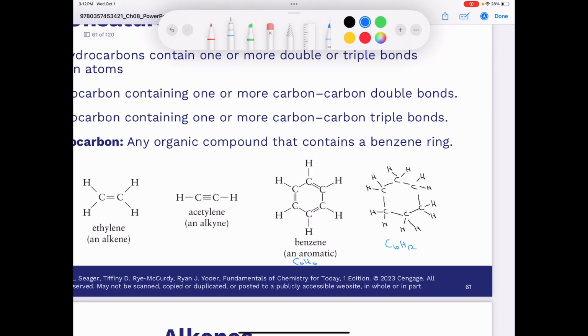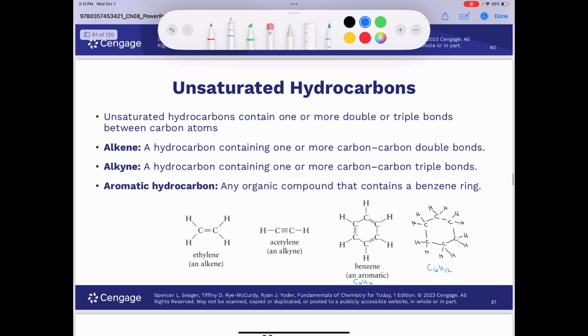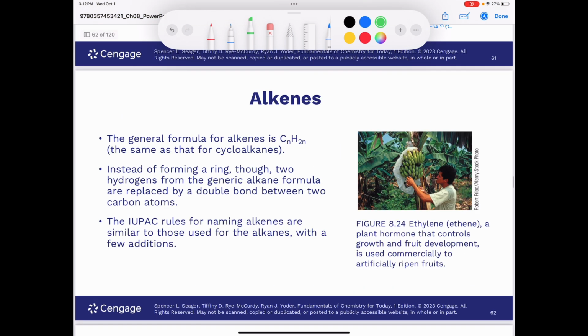Anyhow, cyclohexane has nothing to do with this video because, again, we're talking about alkenes, carbon-carbon double bond, alkyne, carbon-carbon triple bond, and when we have an aromatic hydrocarbon, it contains a benzene ring where the double and single bonds alternate like this.